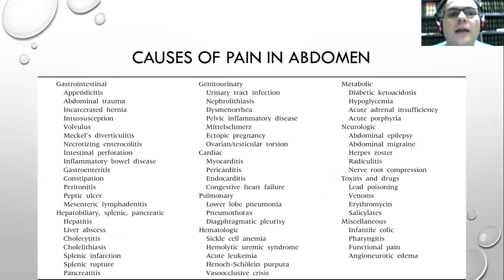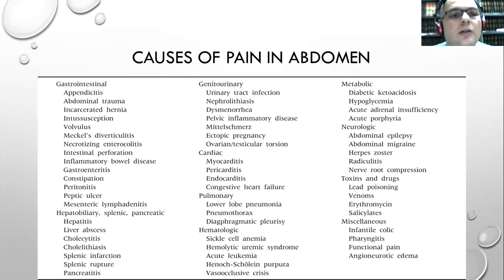Again, these are the causes of pain in abdomen. We had seen the causes of pain in abdomen according to age. Now we are going to see it according to the systems, in what systemic diseases we can have pain in abdomen. The gastrointestinal system is the foremost system where pain in abdomen is incurred.